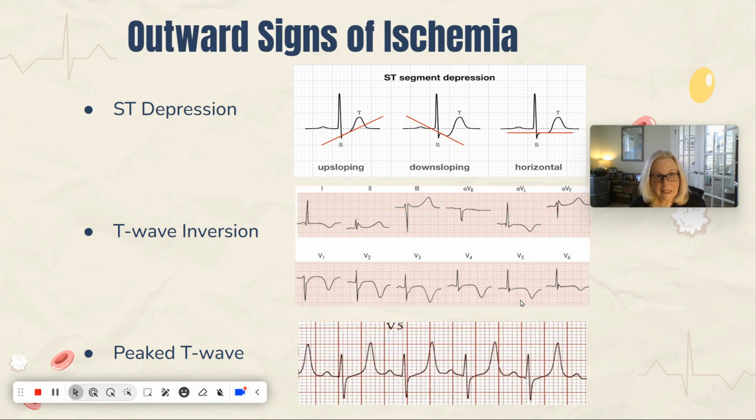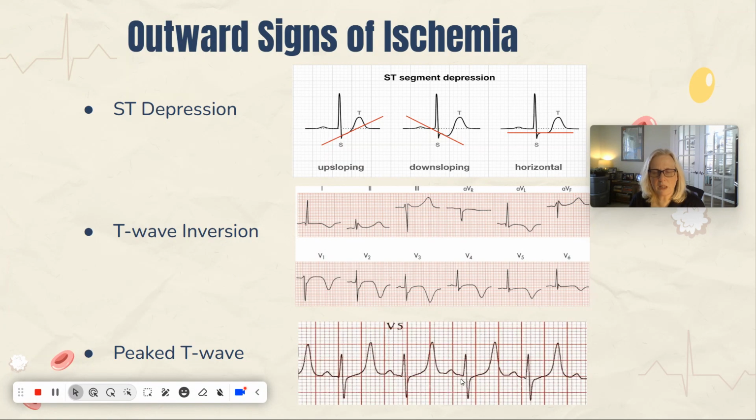8A, B, and C. So 8A shows ST depression, and it shows you the three different types, but we know that the J point is way below the isoelectric line, and the ST segment stays there until we pop up to the T wave. T wave inversion looks like this with the T waves upside down. They can be just slightly upside down or a little more deeply inverted, where here we can see very deeply inverted. So they can have lots of different shapes. Just know that they are a negative deflection instead of a positive deflection when it's inverted.